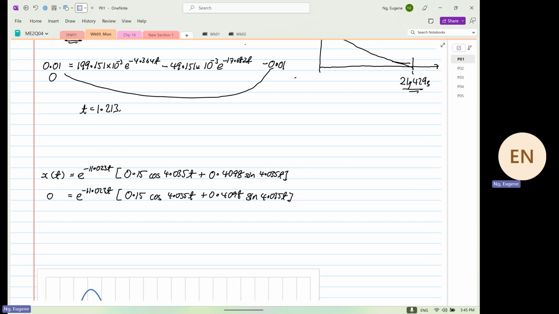We can drop the exponential function. So at the end of the day, we get tangent 4.035t, and this will be equal to, I started skipping steps, minus 0.15 divided by 0.4098. Yes, this is correct. Why is it minus? Because we have to bring it across. So when we calculate t, this will be equal to, can you all do it on your calculator?